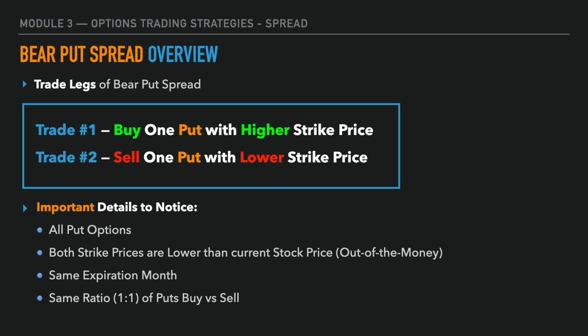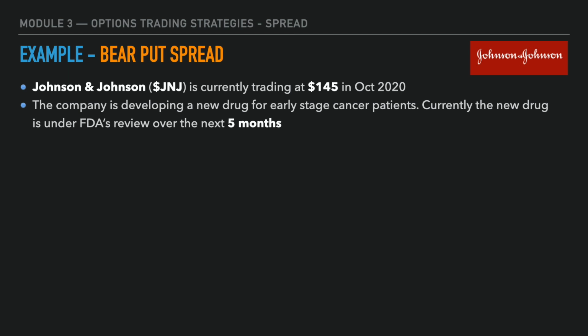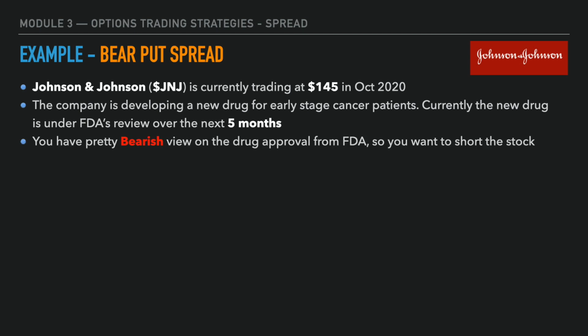Alright, after we go through the basics of how a bear put spread works, now let's take a look at one case study with a real stock example. Johnson & Johnson, one of the most popular stocks, is currently traded at $145 in October 2020. Recently, the company is developing a new drug for early-stage cancer patients. Right now, this new drug is under FDA's review over the next 5 months. After you did some research, you have a pretty bearish or negative view over the drug approval from the FDA. So you want to short Johnson & Johnson stock and make some potential profits from this potential bad news.